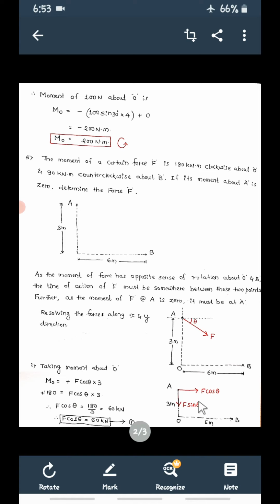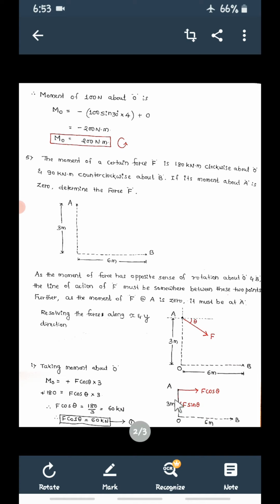So with reference to B, this is going to produce clockwise, means plus. So plus F cos theta. And what is the perpendicular distance between this F cos theta and B now? This is the perpendicular distance. So the perpendicular distance is 3 meter. So the moment of this force about B is plus F cos theta into 3.